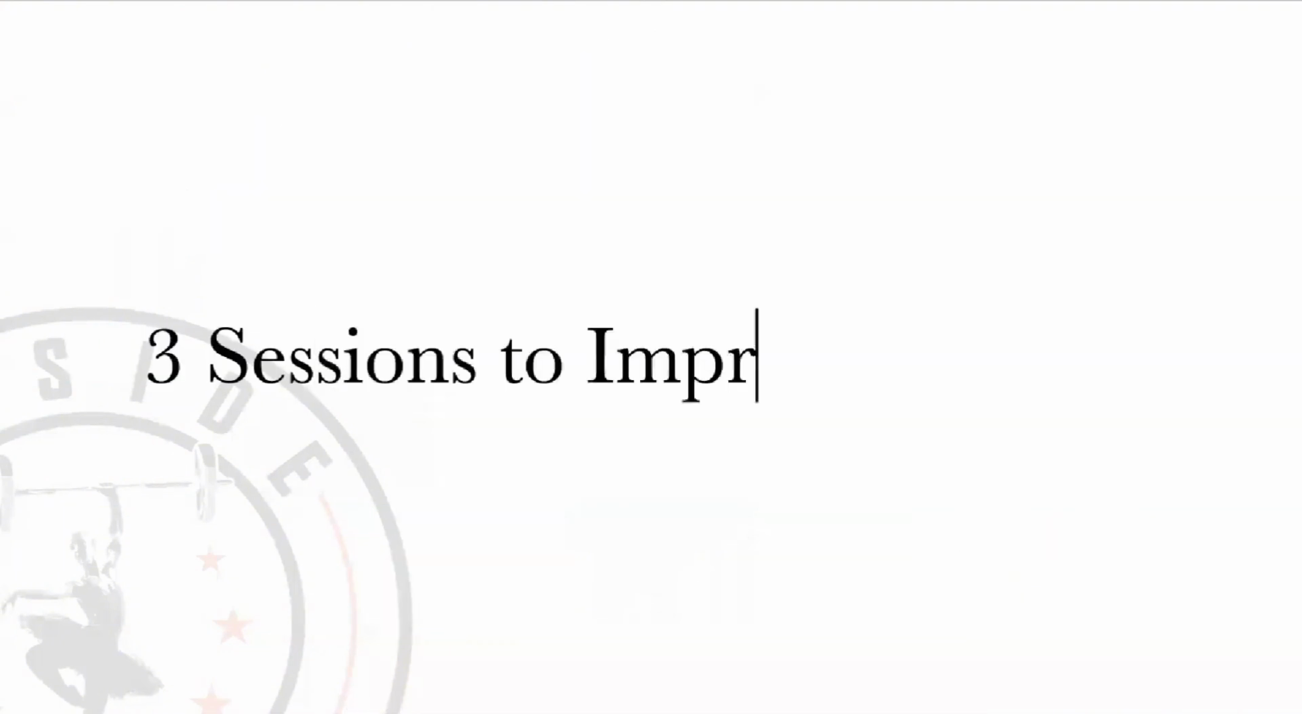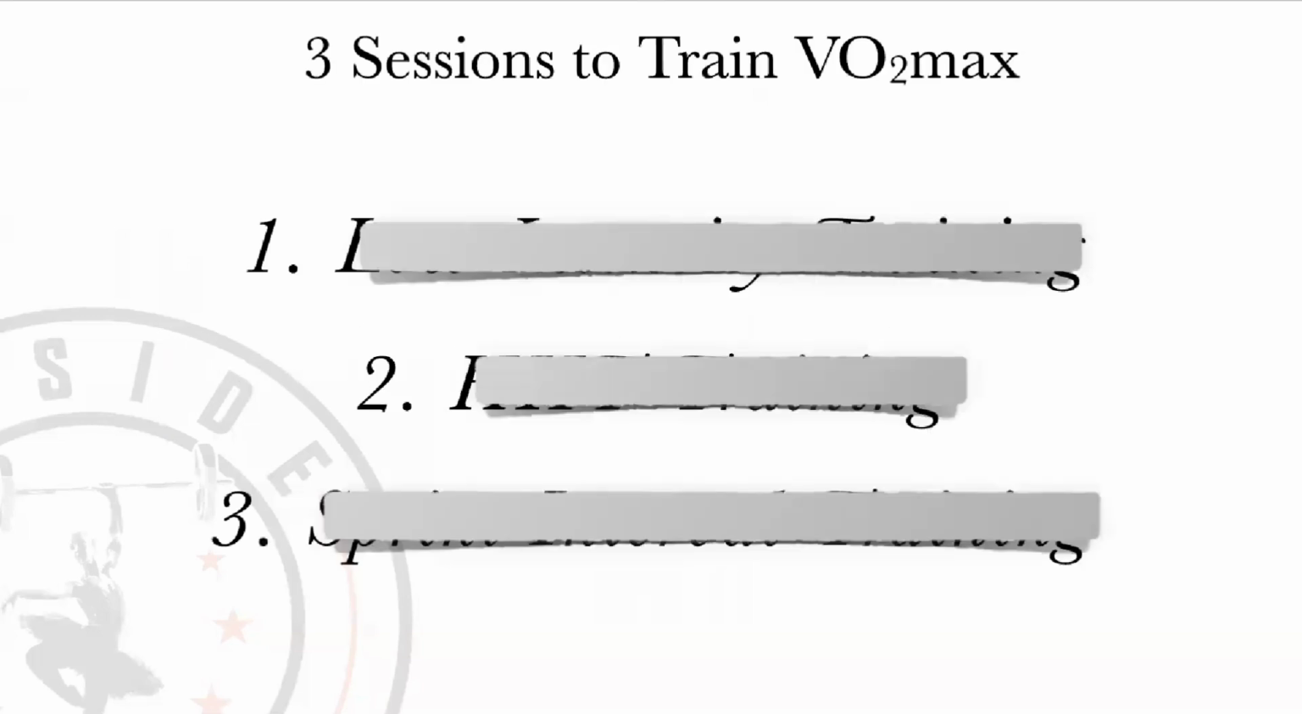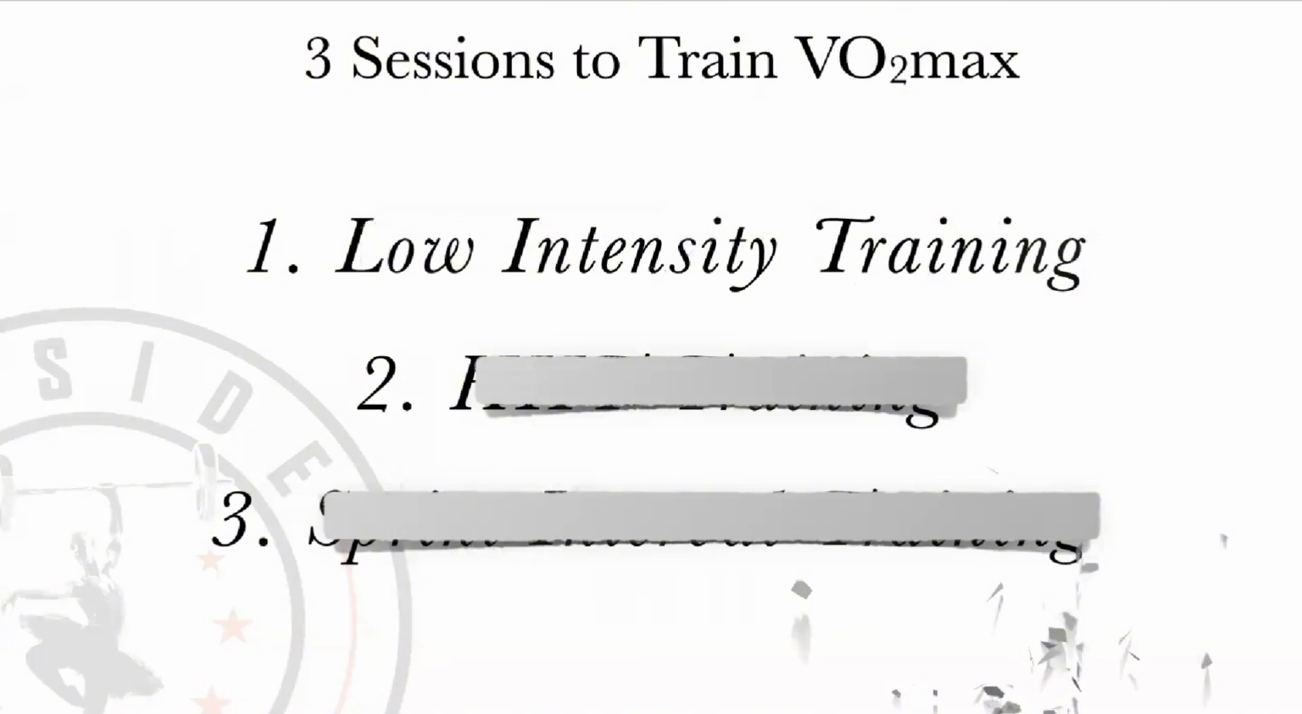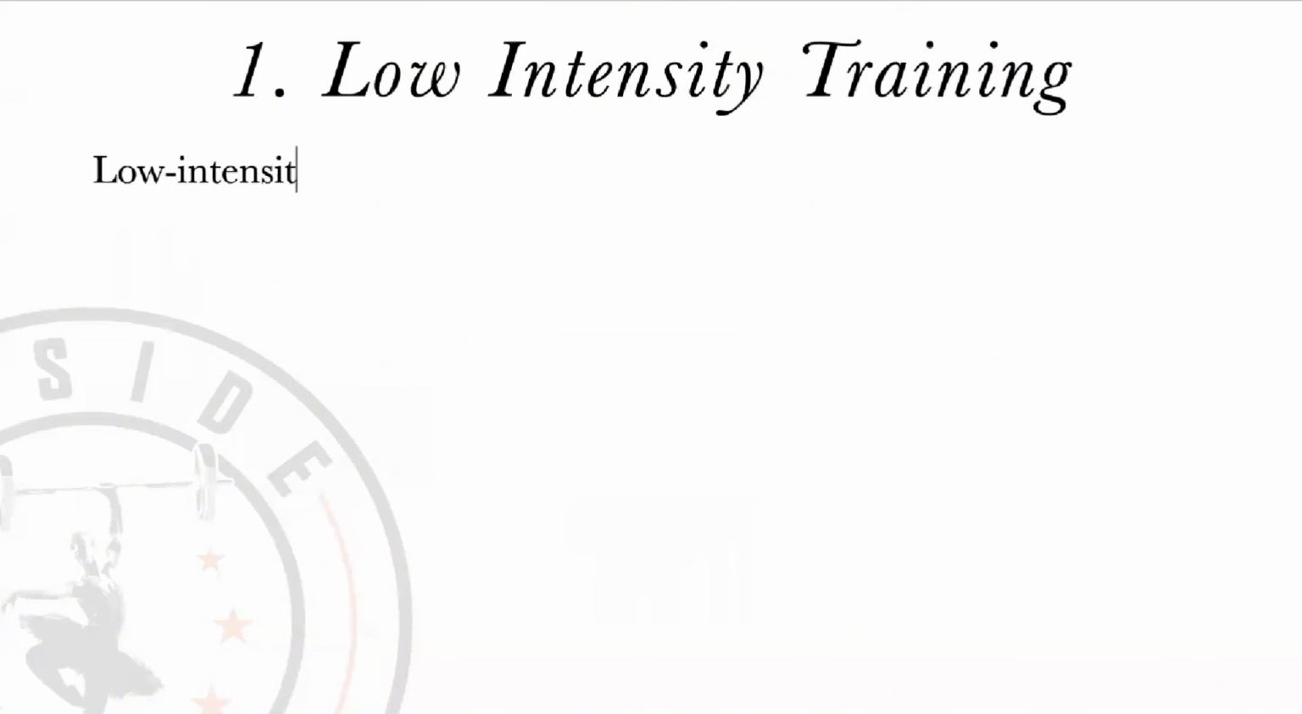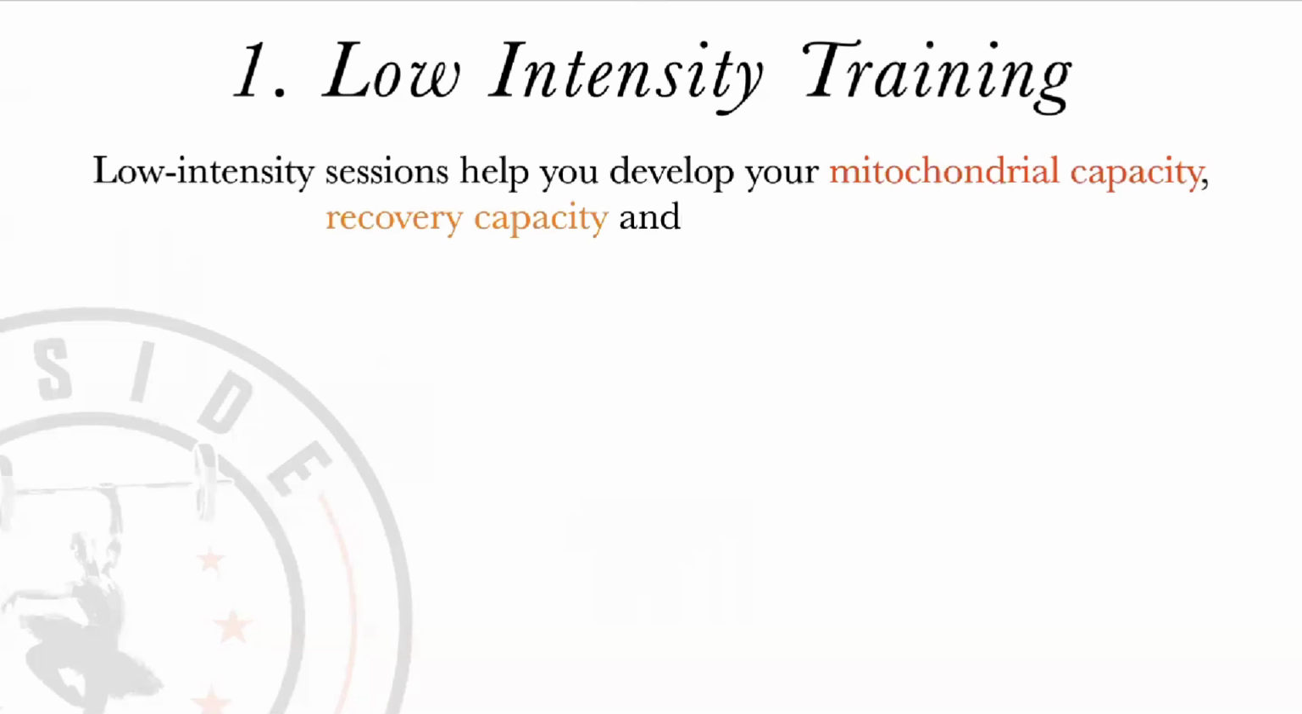Now let's finally look at those 3 sessions that you can use to improve your VO2 max. The first session that we're going to look at is low intensity training. Let's look at that in a little bit more detail. Low intensity sessions help you develop your mitochondrial capacity, recovery capacity, and fatigue resistance. And this is a very important part of training, regardless of what sport you practice.